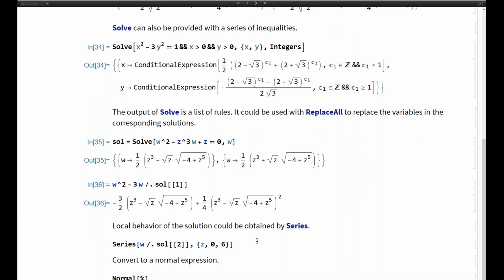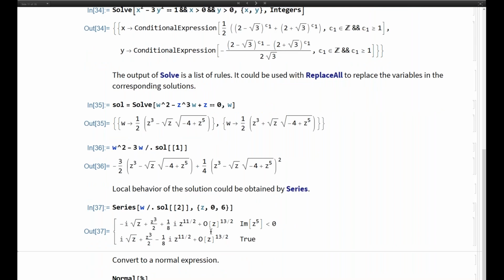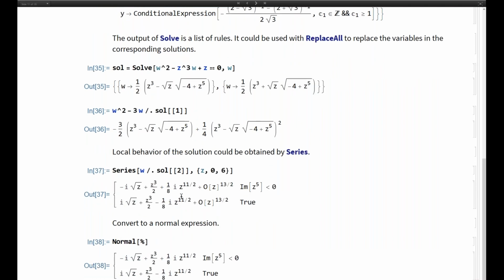Again, local behavior of a particular solution can be determined by using the series function, in which case it then gives you the regions over which these particular equations match. If you then wish to convert this to a normal expression, you can do. One thing I'd like to highlight is that this system is automatically handling complex numbers for you. It was mentioned in the previous part of the webinar series that complex numbers are handled also.